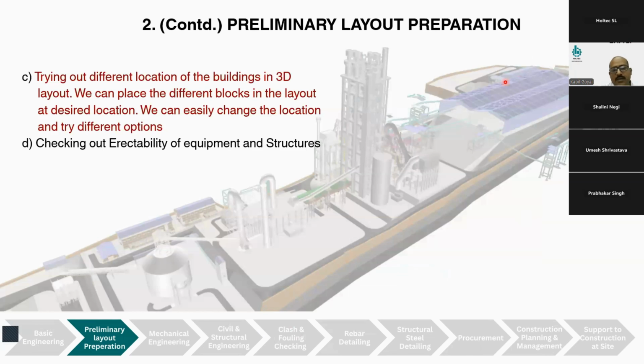So after finalizing the benches, we put a rough model of each building required for the cement plant as per process requirement. We placed it at the required locations and tried different options by shifting the buildings. Therefore, we were able to get an optimized cement plant preliminary layout. We also checked the erectability and the operational ease of the structures.